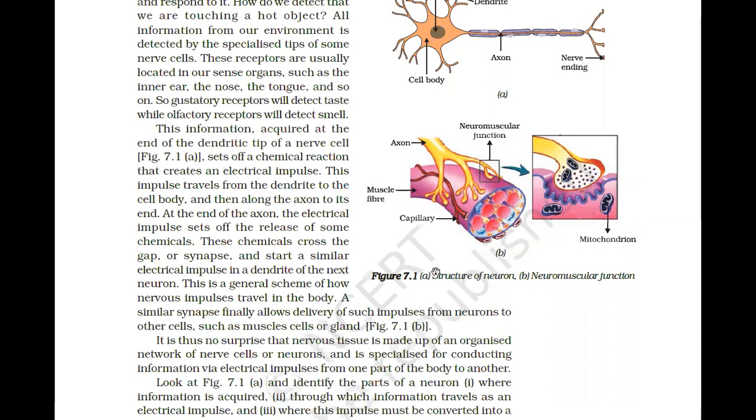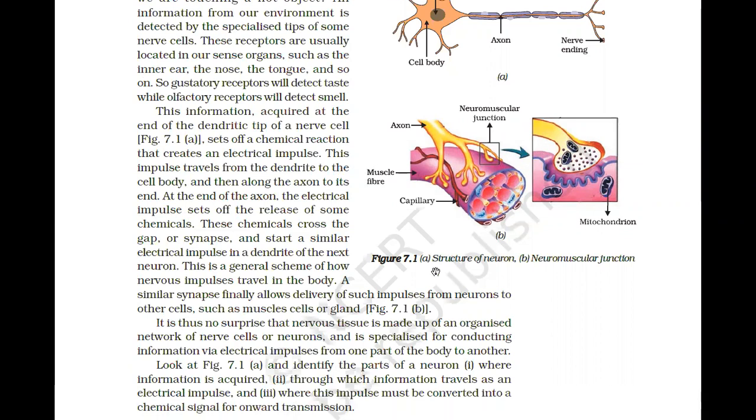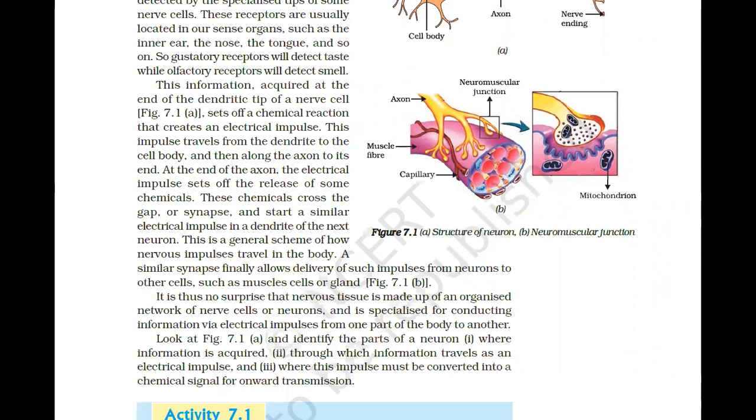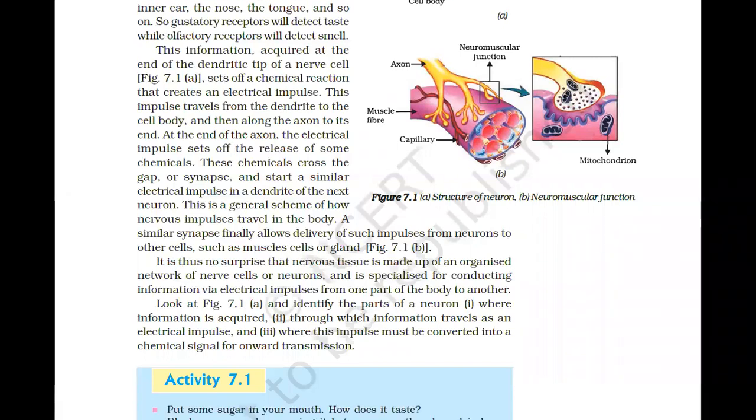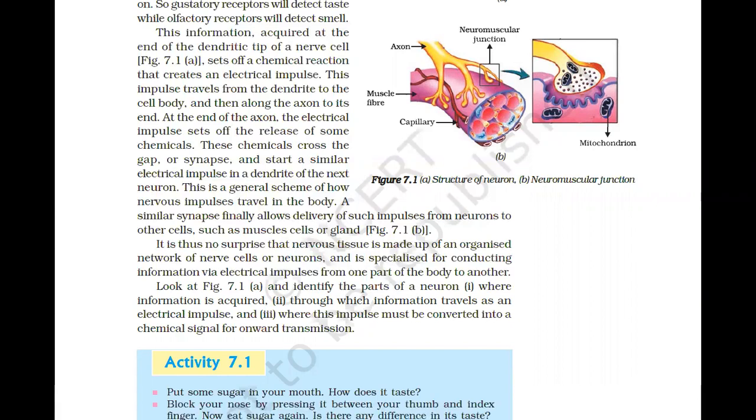This information, acquired at the end of the dendritic tip of a nerve cell, sets off a chemical reaction that creates an electrical impulse. This impulse travels from the dendrite to the cell body and then along the axon to its end. At the end of the axon, the electrical impulse sets off the release of some chemicals. These chemicals cross the gap or synapse and start a similar electrical impulse in a dendrite of the next neuron. This is a general scheme of how nervous impulses travel in the body.